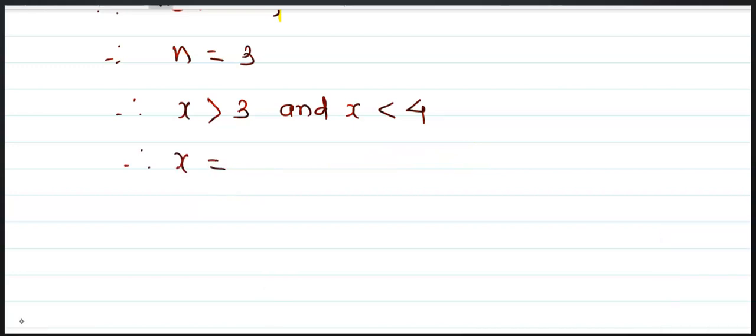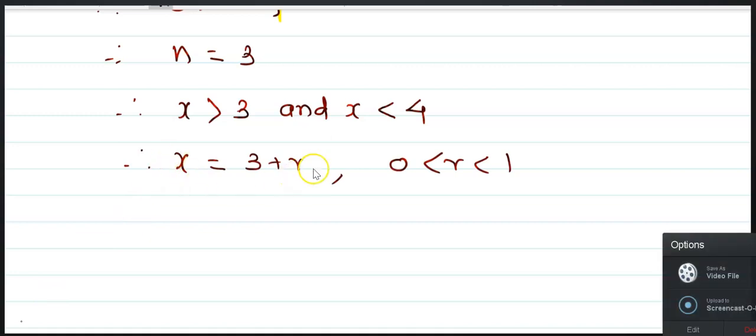Therefore, x is equal to 3 plus r, where the value of r lies between 0 and 1. This is important because the value of x is greater than 3 and less than 4, meaning it has some fractional part.